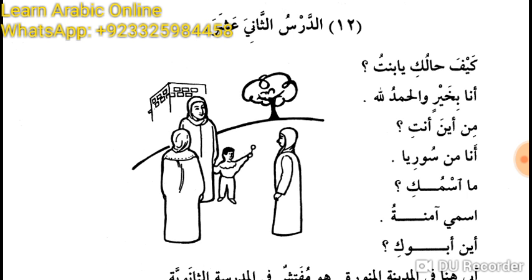من أين أنت؟ Where are you from? أنا من سوريا. I'm from Syria. ما اسمك؟ What is your name? اسمي آمنة. My name is Amina.